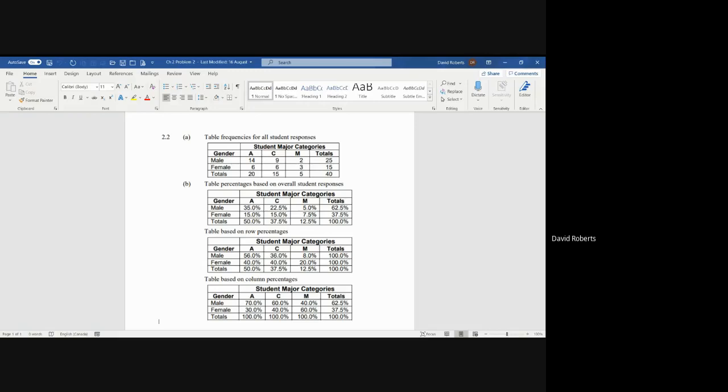So if you met a female in the hallway, and these are the only 3 majors, 40% chance they're accounting, 40% chance they're computers, and only 20% chance that they are marketing. The bottom table, which is based on columns, we're breaking down by major. The previous one was by gender. So the columns are the majors. 70% of accounting students are male, 30% are female. 60% of computer students are male, 40% female, and 40-60 for marketing for male, female.